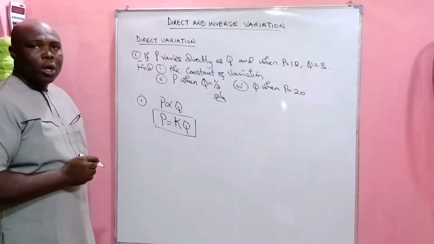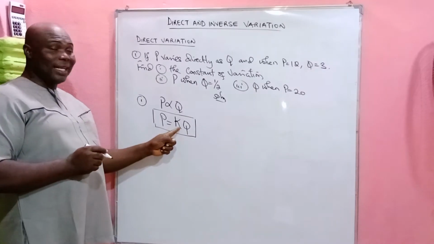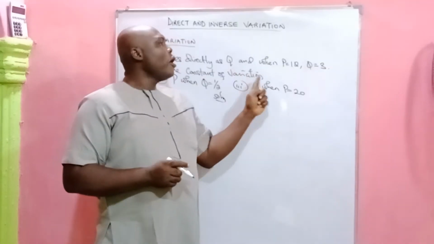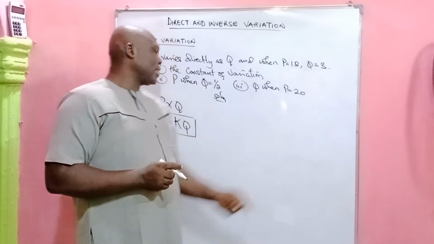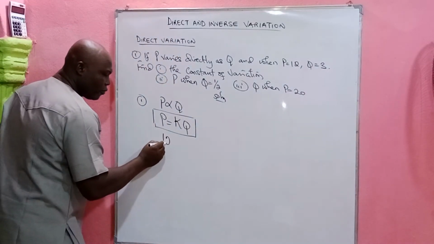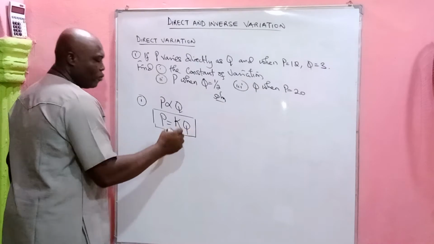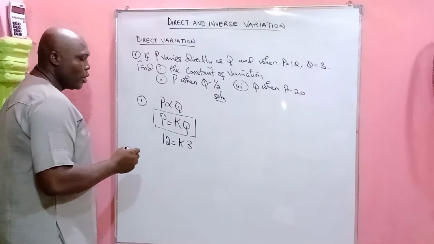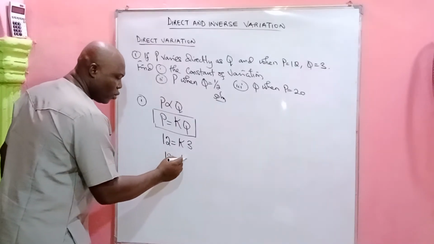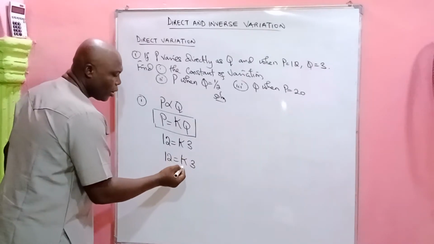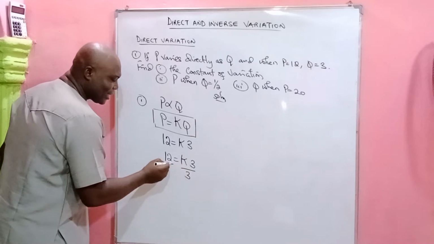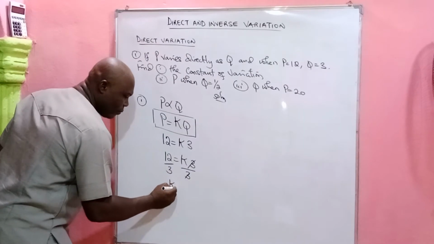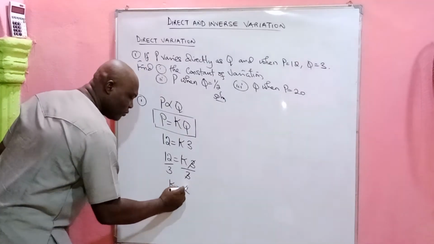That's very important. So the first thing we have to find is the K based on the first statement. They say if P varies directly as Q, when P is 12, Q is 3. When P is 12, the Q itself will be 3. That's what it means. So we have that 12 is equal to constant times 3. So if 12 is equal to K times 3, we want to make the constant K the subject of the formula. And that K is what we call the constant of variation. So 3 cancels 3, and our K will be equal to 12 divided by 3, which is 4.